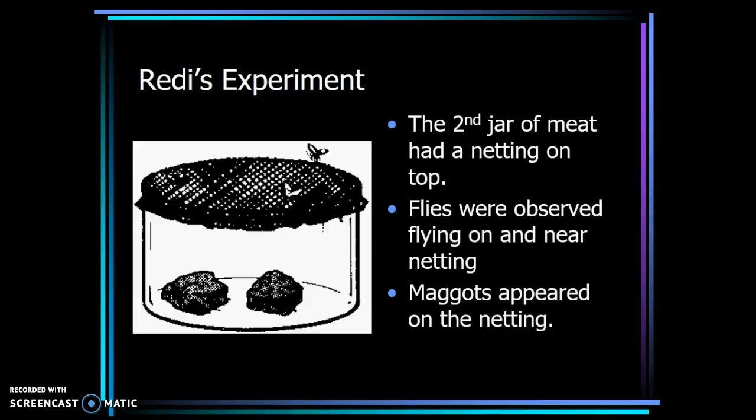Yes, they can smell the meat. So the flies were able to smell the meat, and they laid their eggs on the netting. The eggs hatched into maggots. Okay? His critics said, Redi, I still believe in spontaneous generation. I don't believe that flies created the maggots.